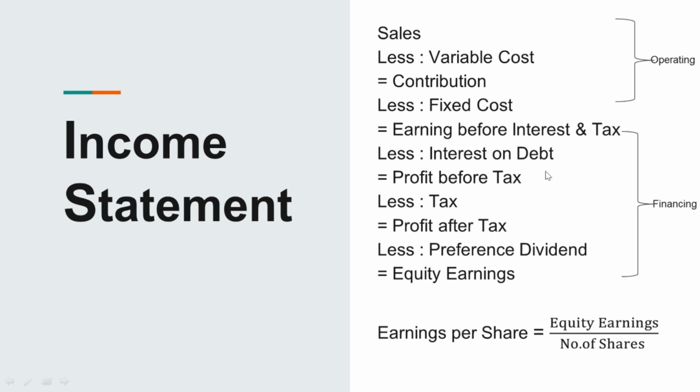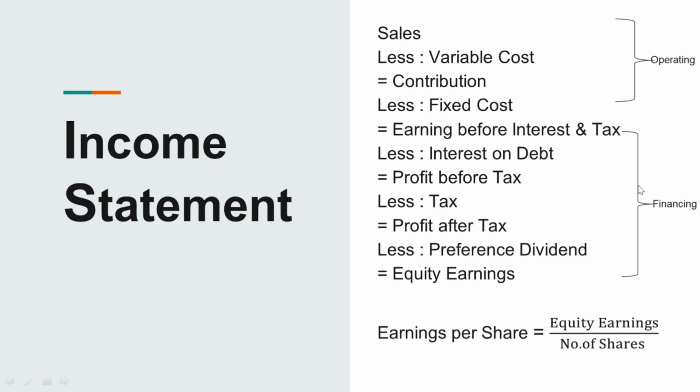When we deduct the interest on any kind of debt financing taken, we arrive at profit before tax, and deducting tax from this profit before tax, we arrive at profit after tax. Finally, we deduct the preference dividend to arrive at equity earnings. This equity earning is also very important because it is the basis for equity shareholders from which we would calculate the earnings per share. So earnings per share would be equity earnings divided by the number of shares. So you can see how stepwise all these things are being derived.